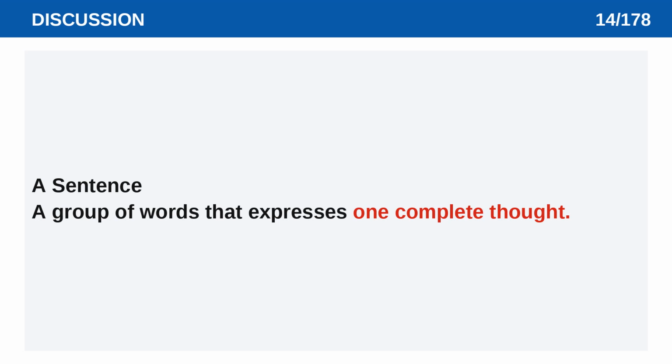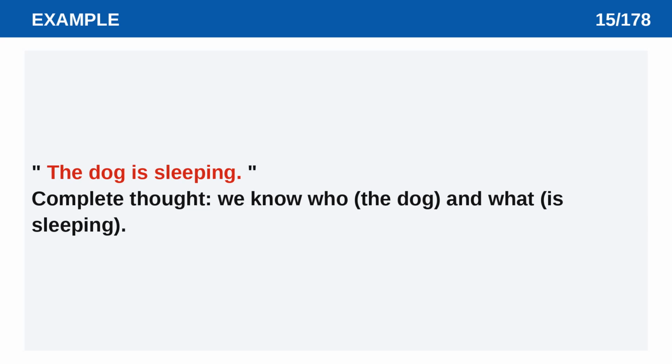Now, what is a sentence? A sentence is a group of words that expresses one complete thought or idea. It usually tells us who or what did something, or describes something. The dog is sleeping is a sentence. It has a complete thought. We know who, the dog, and what, is sleeping.